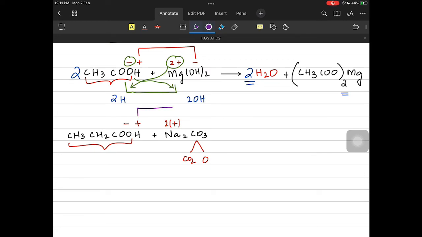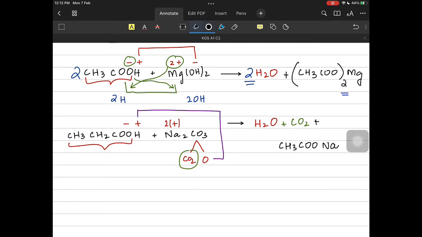The H plus goes to the oxygen and H and O combine to give us water molecule, H2O. Now carbon dioxide is already a product, so it doesn't do anything. And then what happens to the rest of the ions? Sodium plus goes to the CH3CH2COO ion. So it has to be sodium propanoate. We get this over here, sodium propanoate. We balance this equation because we know that there are 2 sodium ions and in the product we had only 1 sodium atom. So we try to balance it.